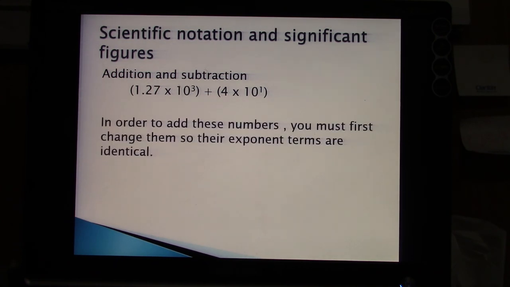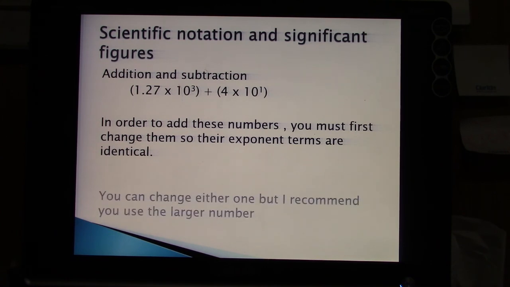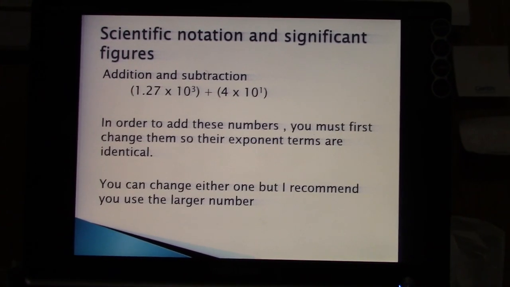Now you can put these in your calculator, which I encourage you to do. Make sure you get the right answer and write it down. But you first have to find out if you're rounding it off correctly. You want to make sure the exponents are the same. Now you can change either one.